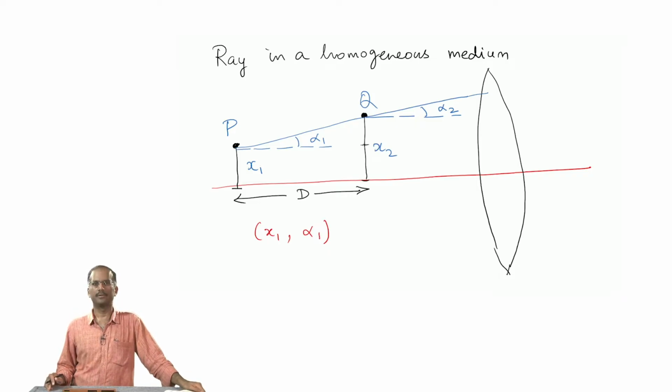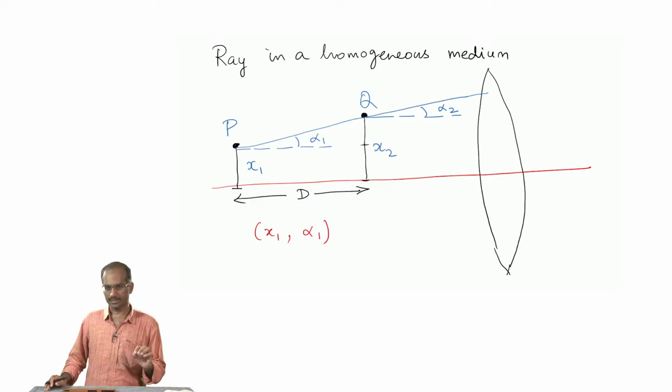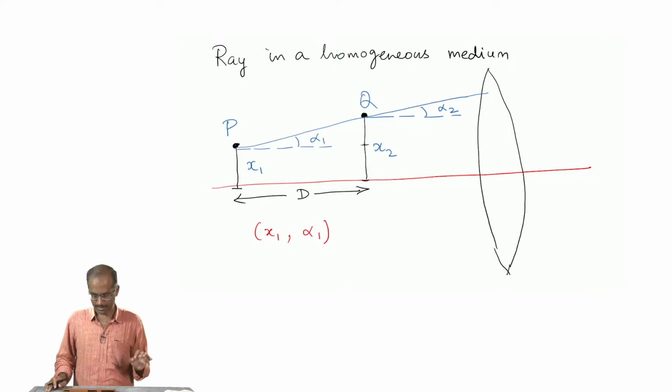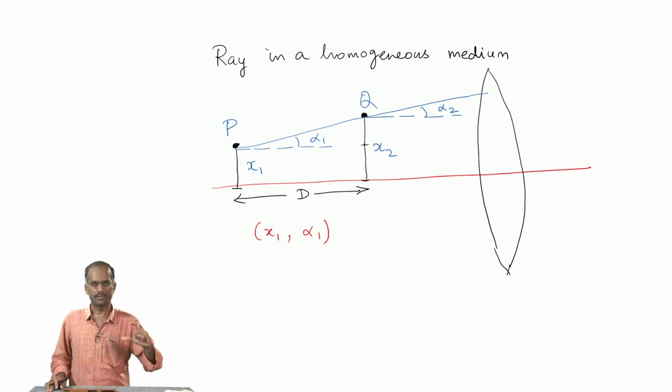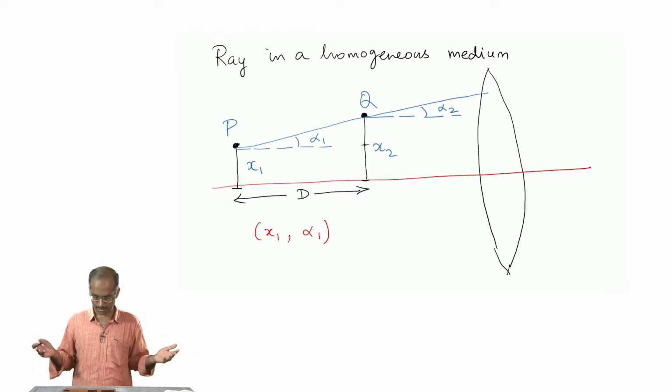By looking at the ray in a homogeneous medium, for instance, the kind that I have shown here on the screen, point P is represented by these coordinates x1, alpha 1. x1 is the height distance measured from the axis, which is the red line here, and alpha 1 is the angle. Ideally I would like to use tan alpha 1. However, because we are working in the paraxial approximation, tan alpha 1 is alpha 1. So, this is sufficient for us.